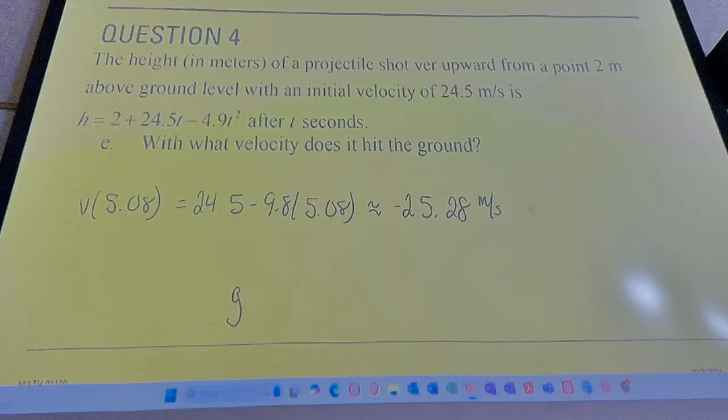Is that constant? Nope. Gravity is a function of distance, which means the acceleration is going to decrease the further away you get from the Earth.